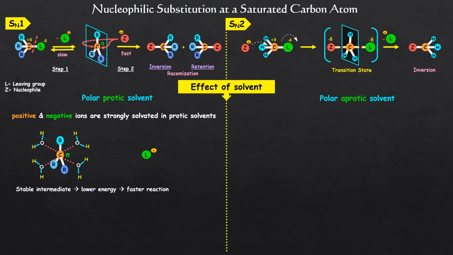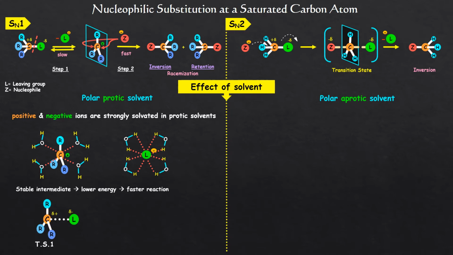The more stable the intermediate, the lower the activation energy and the faster the reaction. Now, the negatively charged leaving group is solvated by the delta positive hydrogen atoms by hydrogen bonding. So here, the protic solvents are able to solvate both negative and positive ions so that they promote the ionization of the substrate. Here, the transition state can also be stabilized by using polar protic solvents.